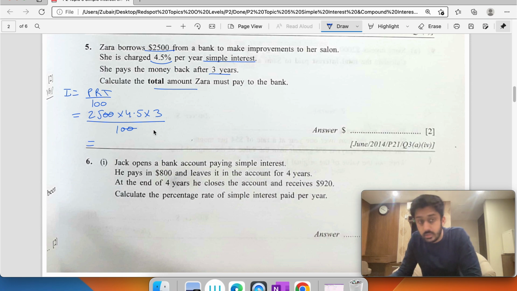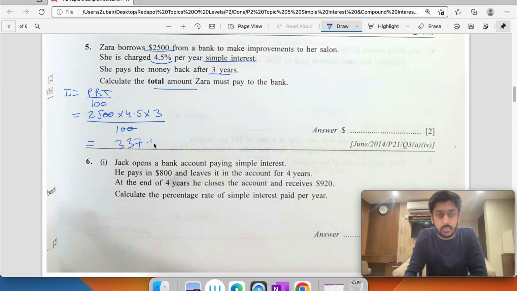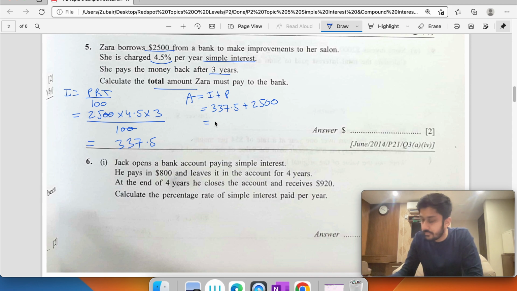So making use of calculator, 25 times 4.5 times 3. Interest is 337.5. So the total amount would be interest plus the principal amount, 337.5 plus 2,500. That is 2837.5. Do write your answers in the answer space.